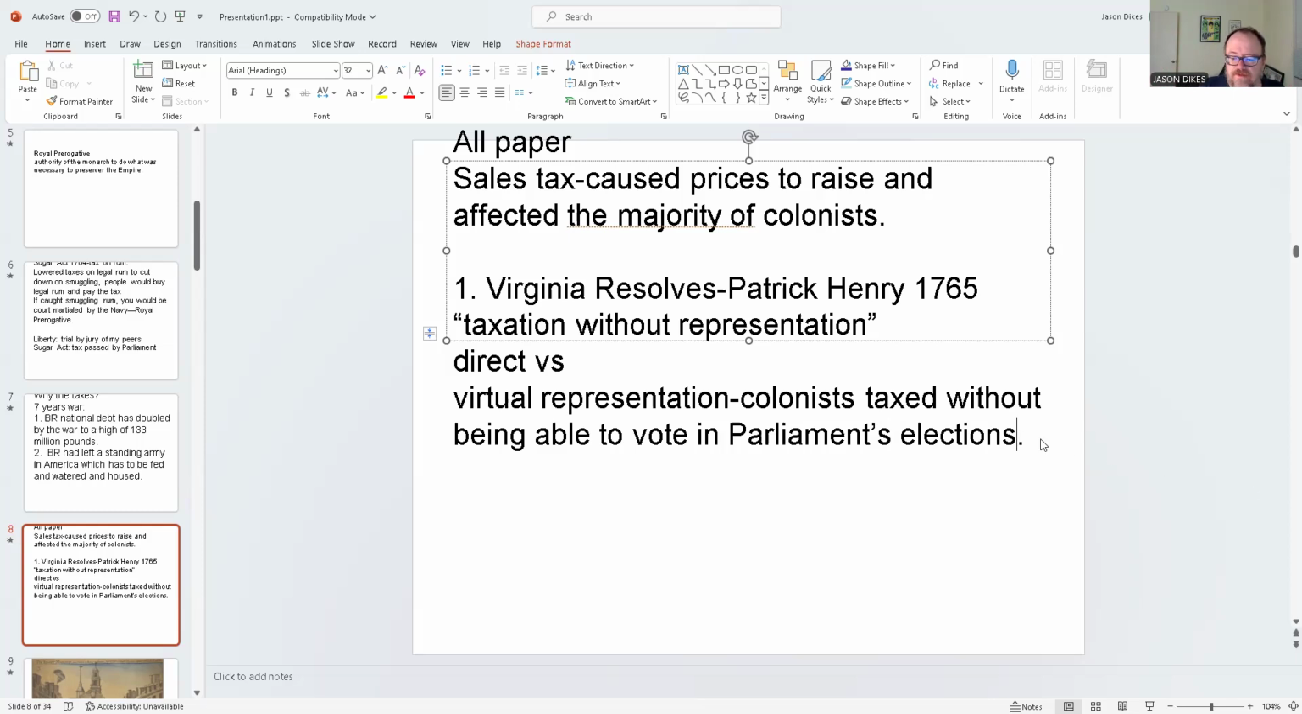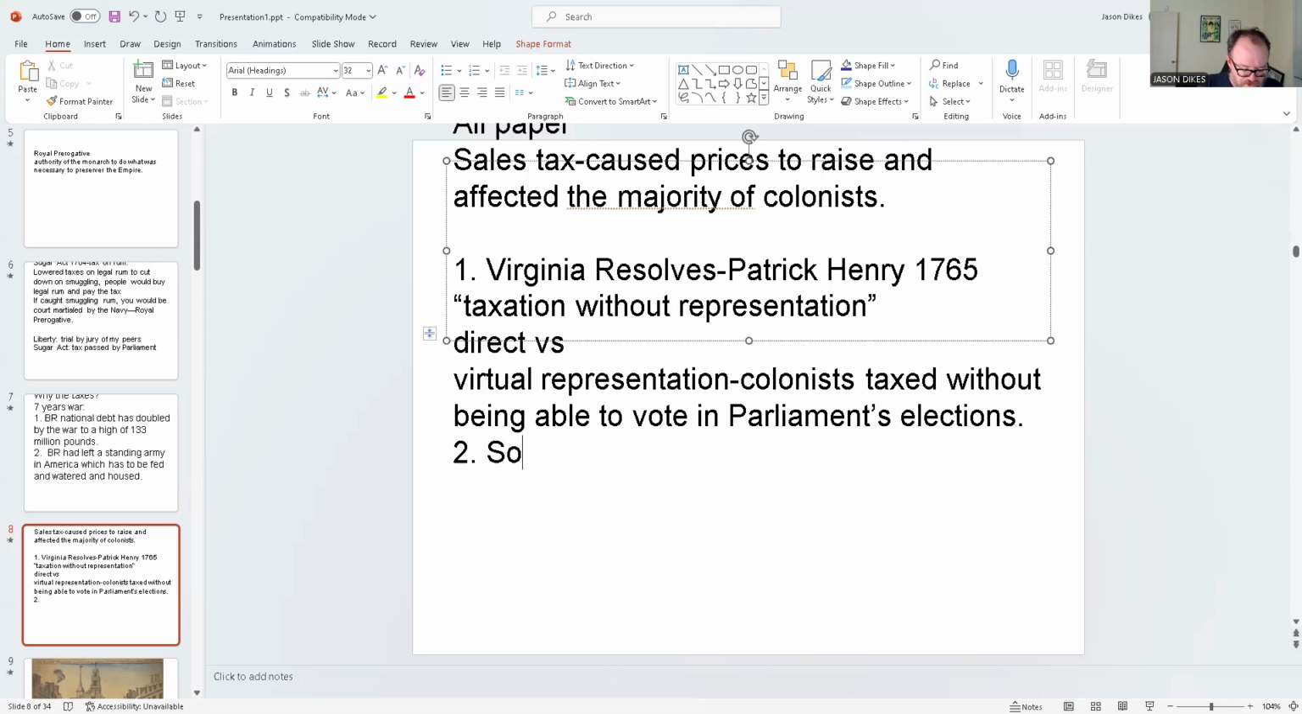The second reaction is the formation of a group called the Sons of Liberty. They're a little bit more direct action. For instance, in Boston, the guy who sold the tax stamps, the Sons of Liberty burned his house down. In New York, the guy who sold the tax stamps, the Sons of Liberty tarred and feathered him. So they're much more direct in expressing their displeasure.